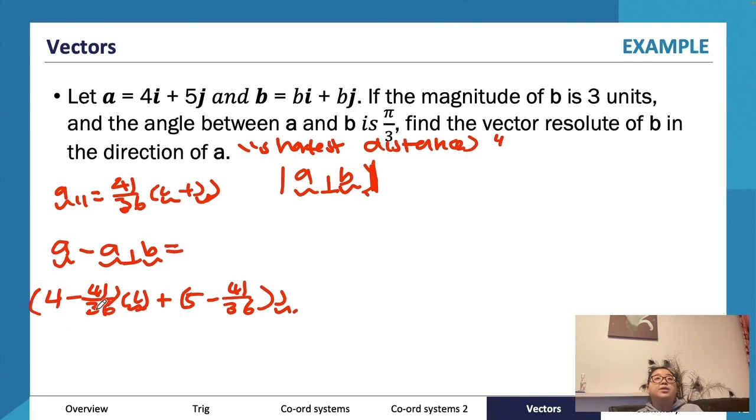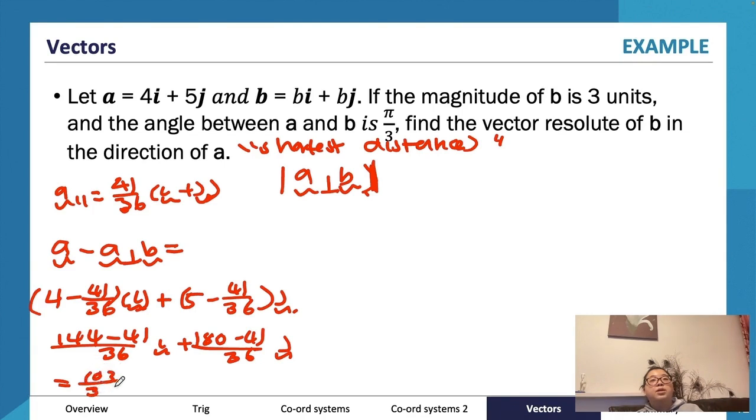So if we times that by 36, there'll be 144 minus 41 over 36 i, and then plus 180 minus 41 over 36 j. So what we're going to get here is just 103 on 36 i plus, you'll often get really awkward numbers for this just because of the way that it's found, 139 on 36 j.